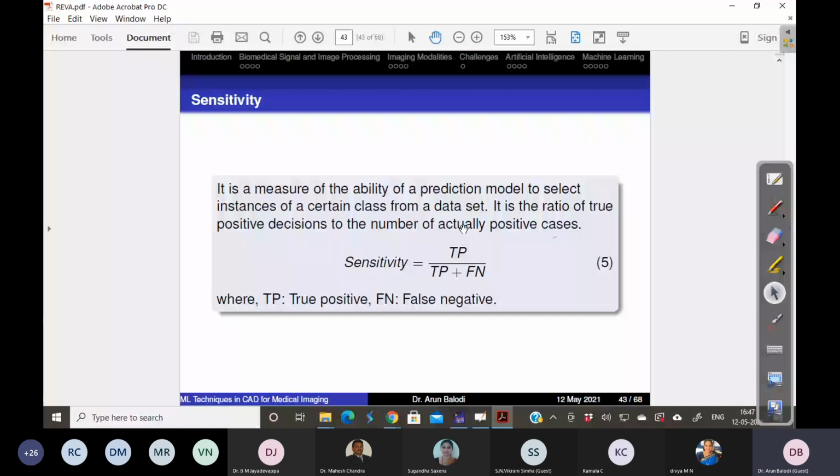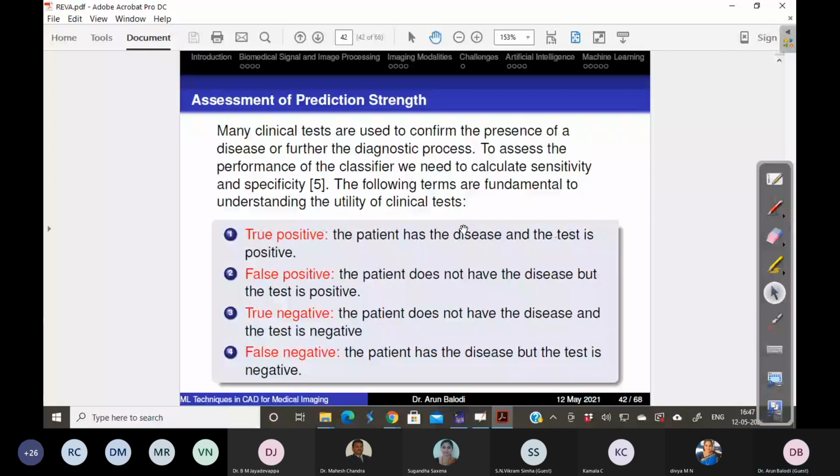If a patient has the disease and his test comes positive. These days we are in the pandemic situation of COVID. A person has COVID and the test also comes positive, meaning the test is telling that he is positive. So this is called true positive.